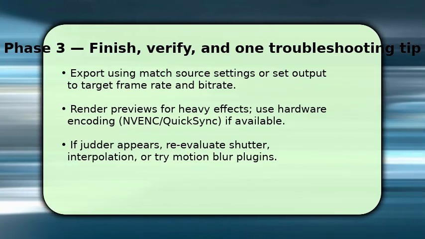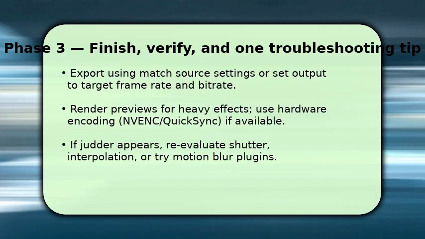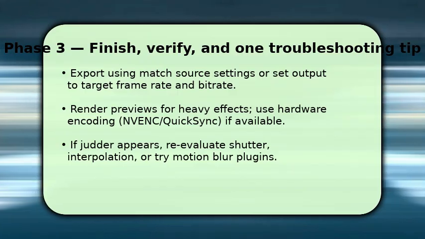If you see judder or odd motion, double-check clip interpretation and original shutter speed. If problems persist, re-render that section with a motion blur plugin or try a different interpolation method to smooth artifacts.